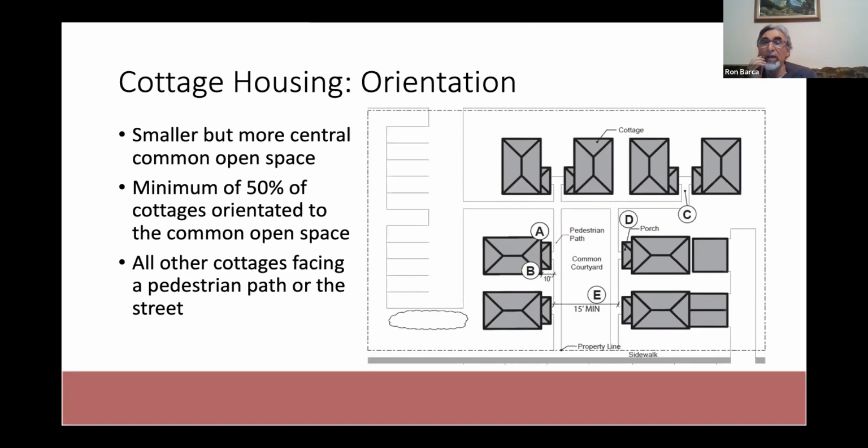I'm assuming that the, what is it called, the common or the community room that comes with this doesn't count towards density, but it would be part of the impervious surface, and we would have to be making sure that we had stormwater coverage for that.